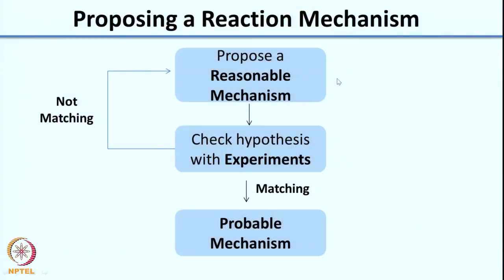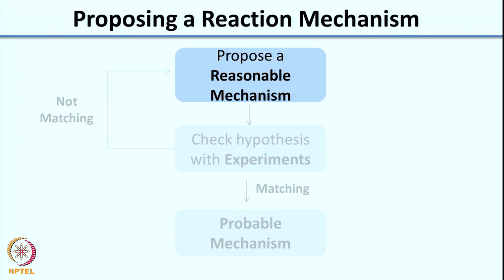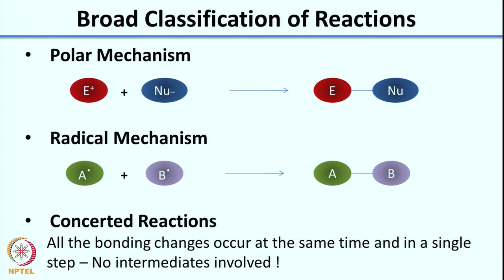So with this, let us start into what we were telling earlier, how you would be able to propose a reasonable mechanism and check the hypothesis with the experiment. The first part is proposing a reasonable mechanism. Now if I were to broadly classify organic reactions, what you see here on this slide is a very basic classification of reactions. It is not overly complicated and you will also not see many structures here.